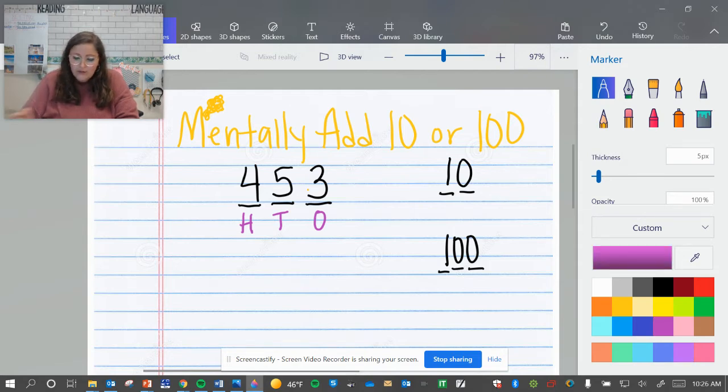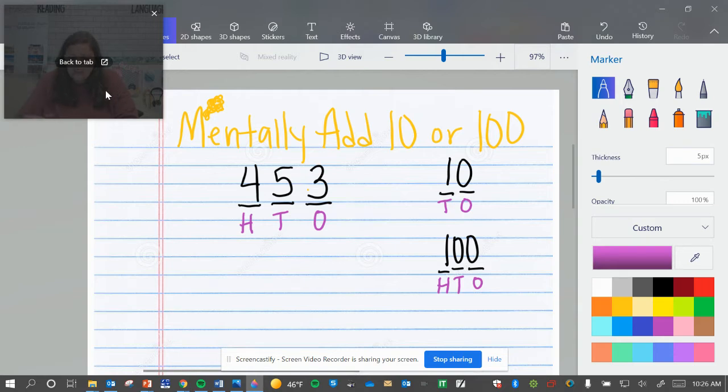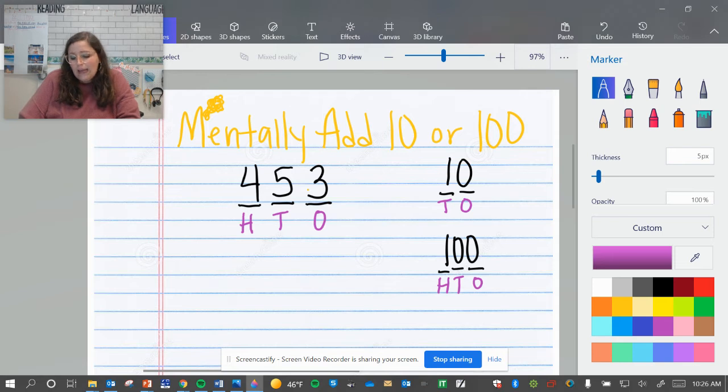But let's look. In the number 10, I don't have any hundreds, but I do have tens and ones. In the number 100, I do have a hundreds place, so I have the hundreds, the tens, and the ones. Now, I want you to notice something that's similar about 10 and 100. What do you see that's the same?